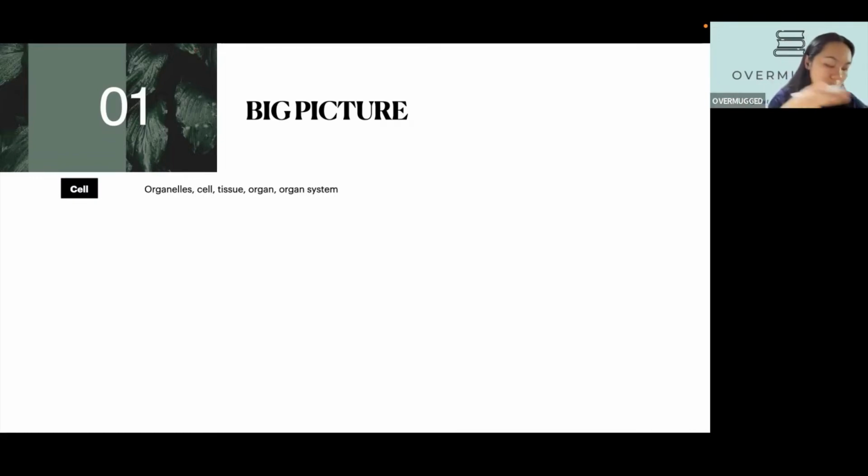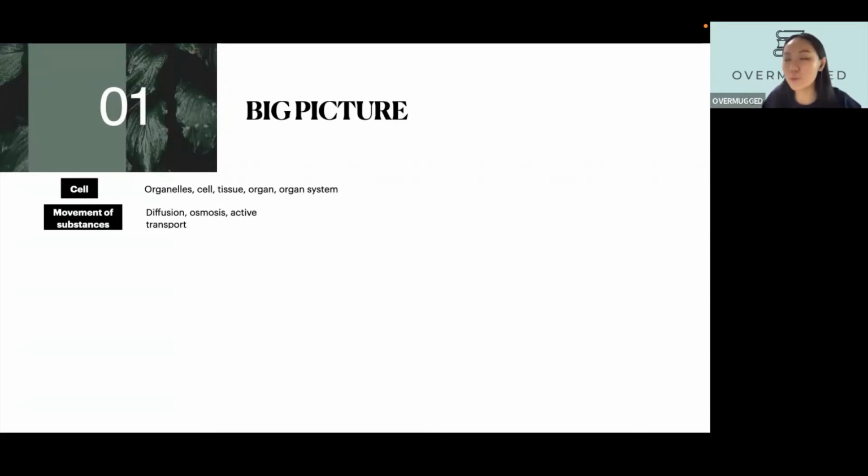And then after cell, we learn about movement of substances, and that is diffusion, osmosis, active transport. Right, so these 2 chapters are super basic. I'm sure if I ask you whether you know these 2 chapters, they're probably 2 of the easier chapters. But it's very basic, very simple, but it's super important because it comes out in every other chapter later on, right? The 3rd chapter is biological molecules: carbohydrate, fat, protein, and enzyme.